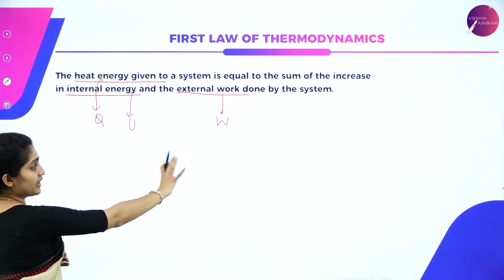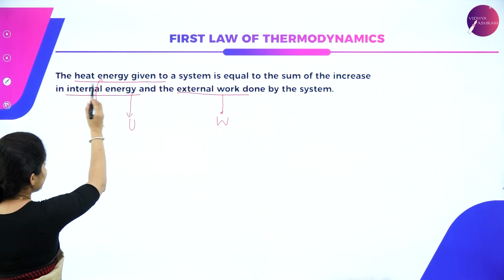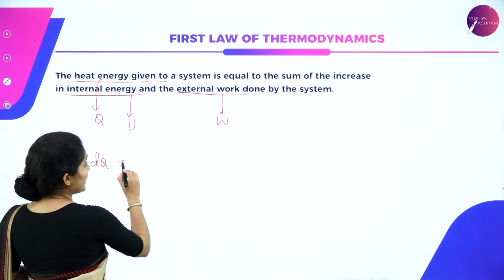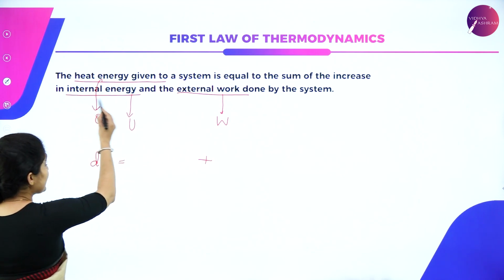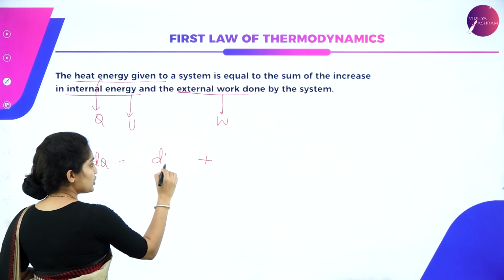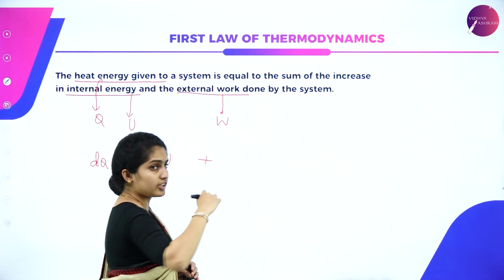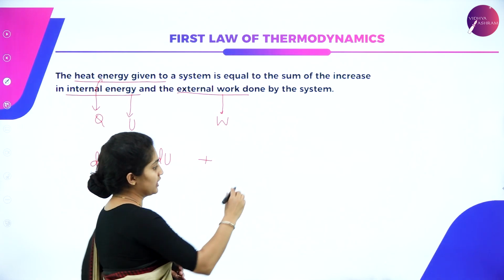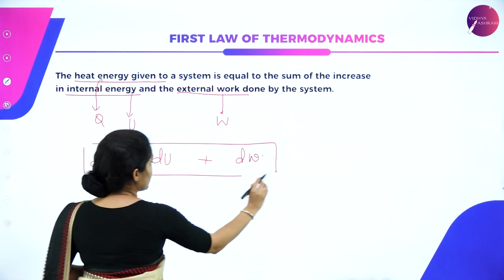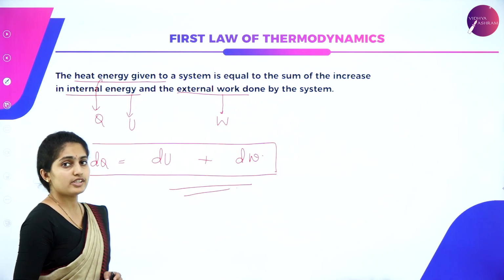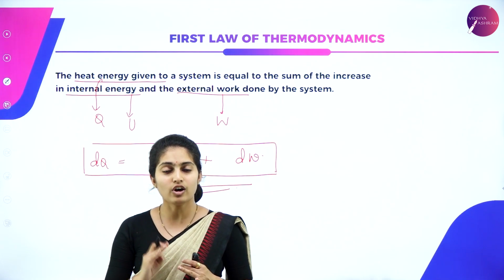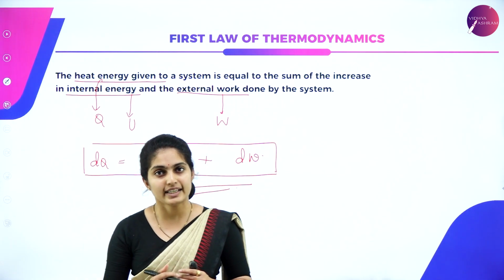Let us read it again and frame an equation here. The heat energy given to the system, that is dQ, a change in heat energy, is equal to the sum of the increase in internal energy, which is also a change, that is dU, and the work done, which is also a change, dW. So dQ is equal to dU plus dW. This equation holds good for the first law of thermodynamics. So always remember your zeroth law as well as the first law. You can remember the first law with respect to its equation.